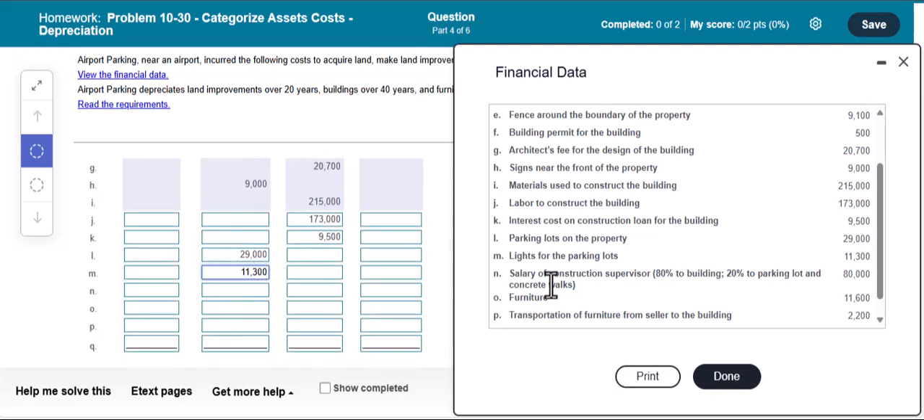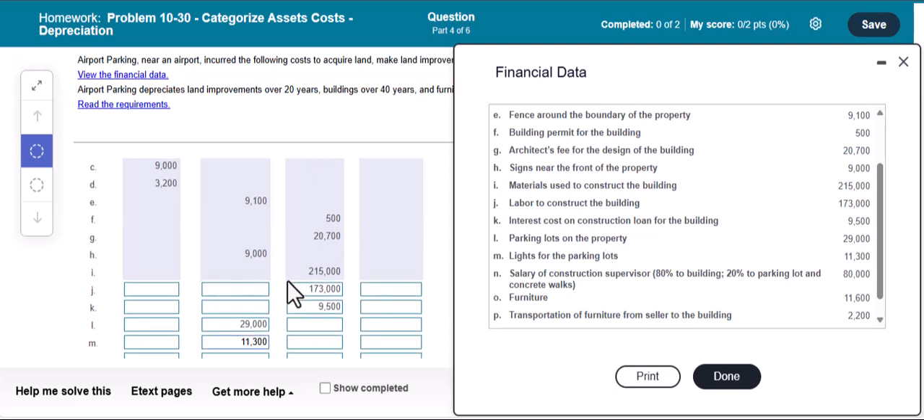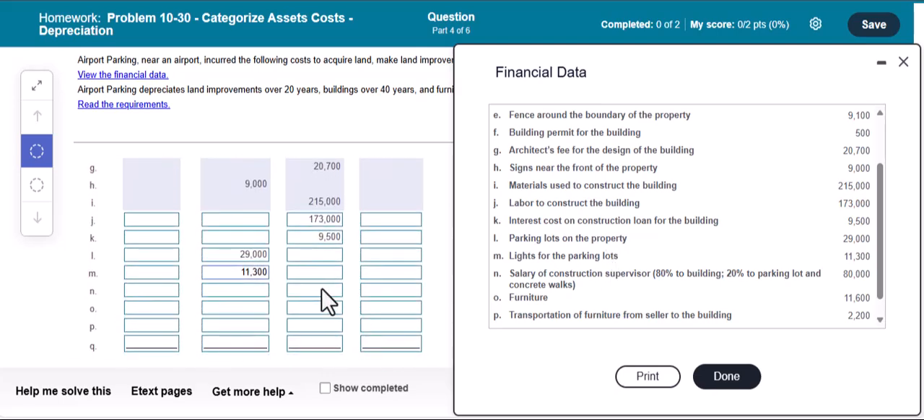And now moving on to N, salary of construction supervisor, 80% to building, 20% to parking lot and concrete walks for $80,000. So 80% of 80,000 is 64,000, so that's going to go towards the building. So we have to split up the cost here between the two. So 64,000 here, and then 16,000 left over goes to land improvements because that's the other 20% of the salary that we need to split up.